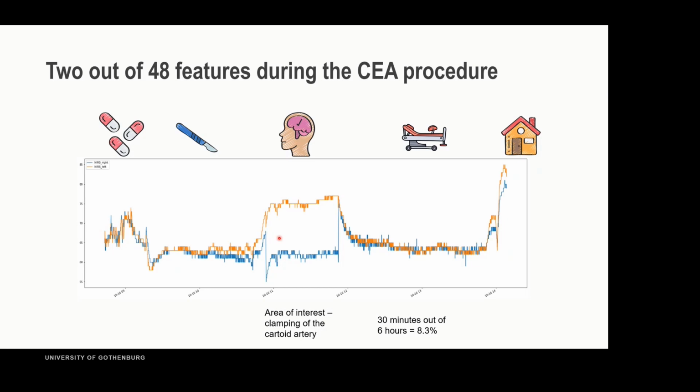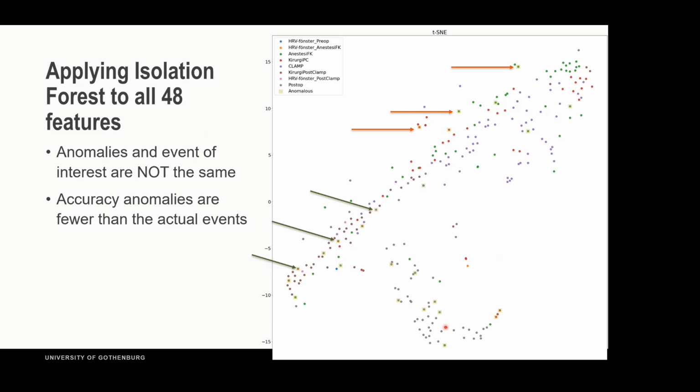And that's, of course, if you look at this anomaly, not such a rare event. It's about 30 minutes out of 6 to 8 hours, which is about 8 to 10%, give or take, of the entire operation. But if we look at how good the algorithms are at identifying this anomaly as an anomaly, when we apply this isolation forest to our full data set, the full data set is not just one signal, but 48 different types of signals.